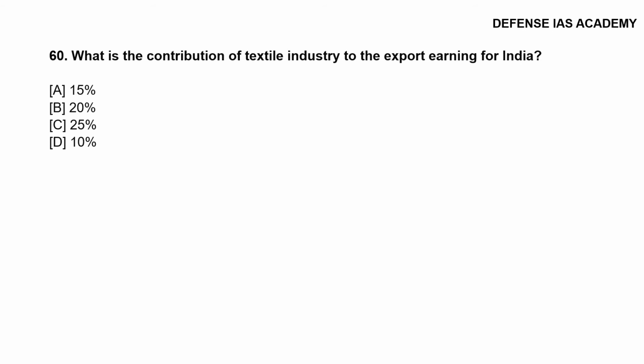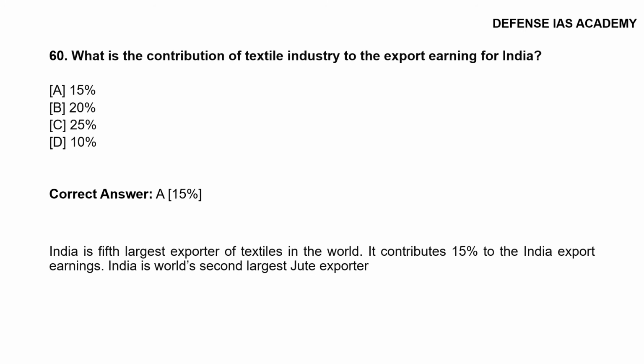Question 60. What is the contribution of the textile industry to the export earning of India? I repeat the question. What is the contribution of the textile industry to the export earning for India? The correct option is option A, 15%. India is the fifth largest exporter of textiles in the world. It contributes 15% to India's export earnings. India is the world's second largest jute exporter.